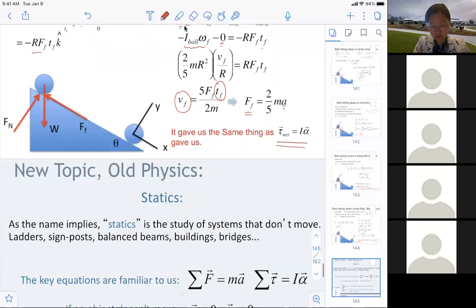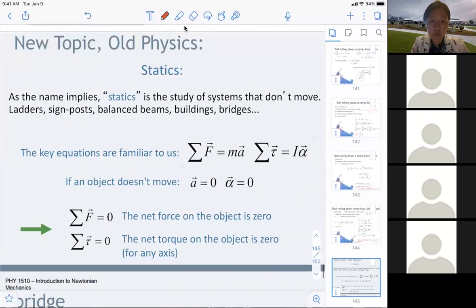Right now, what's left is when nothing is moving. We call it rotational statics. If we were doing rotational dynamics before, now it's statics, meaning that we don't want anything to rotate. We want things to stay still, not moving, not rotating, simply in static equilibrium. This topic is a new topic. However, you already know all the physics, so essentially we're not really doing anything new. This is the old physics.